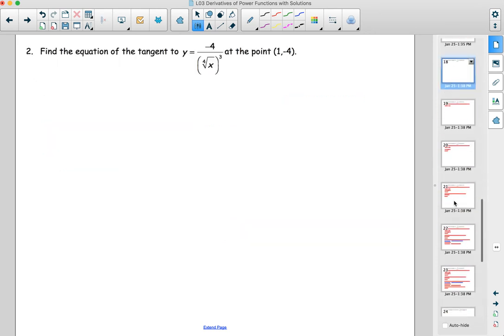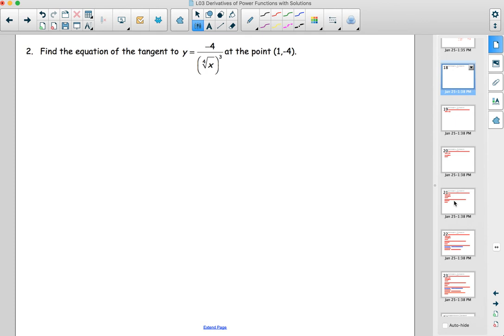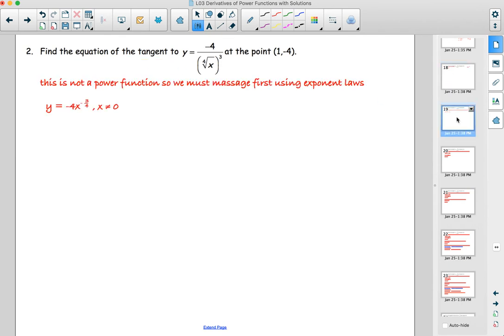All right, let's look at the next example. This example wants us to find the equation of the tangent to y equals negative 4 divided by the 4th root of x, all to the power 3, at the point 1, negative 4. So to find the equation of the tangent, I'm going to need the slope. In order to find the slope, I need to do f prime. But I can only do f prime if it looks like a times x to the n. So the first thing I'm going to ask you is, is this in power function form? It turns out it's not, so the first thing I need you to do is write that in power function form. So again, not a power function, so I'm going to massage it first.